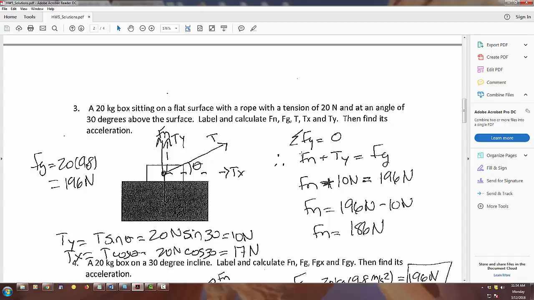The box is also being pulled to the right. And the force that's actually pulling it to the right is not the tension, but Tx. So Tx is T cosine theta, or 17 newtons. And I did forget to calculate the acceleration here. The force that's causing the 20 kilogram box to move is 17 newtons. So the acceleration would be 17 divided by 20, which would be 8.5 meters per second.